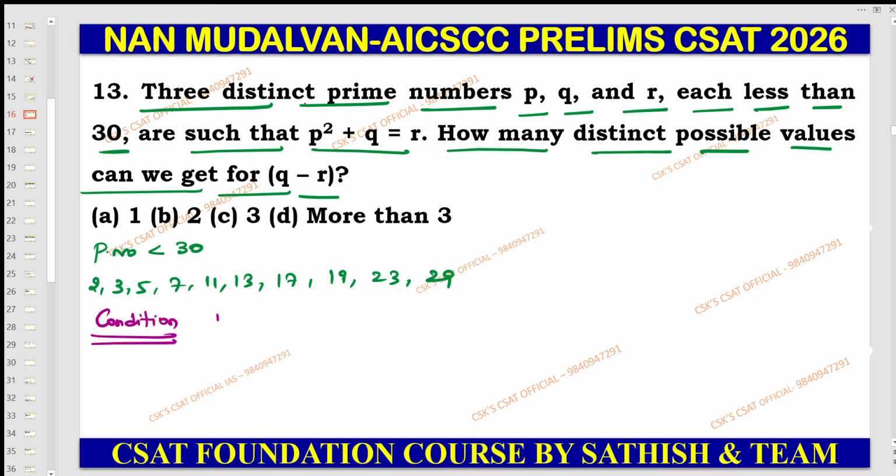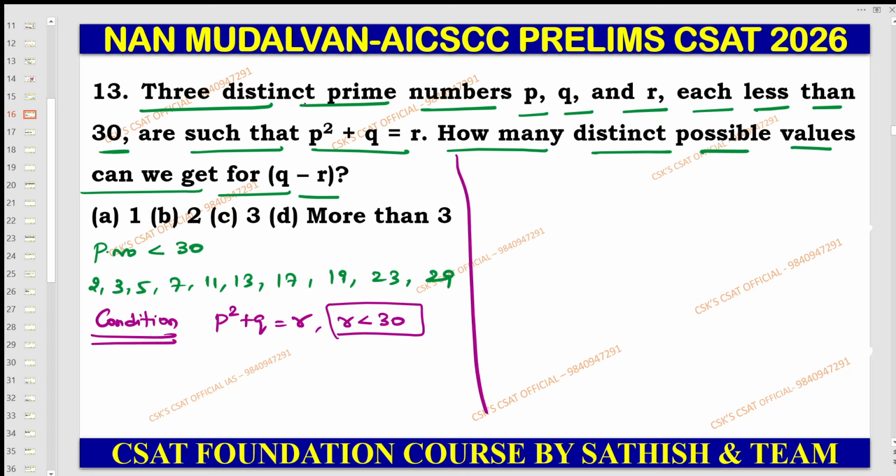The condition here is P square plus Q is equal to R. And one more thing, even if you are doing this P square plus Q, the resultant, nothing but the R, what would be the total? The total must be lesser than 30. You understood? Lesser than 30, even by doing such.